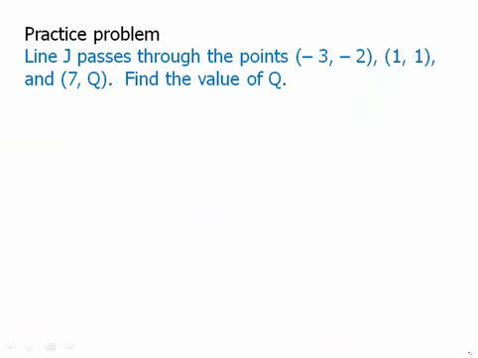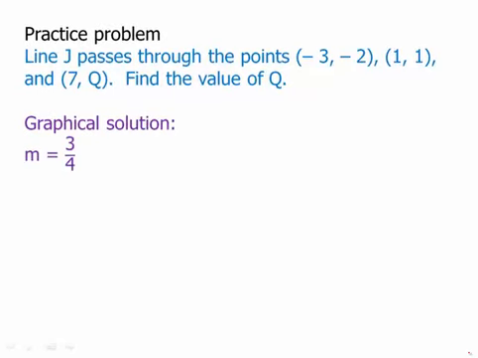But here's another way to think about it. We're going to use a graphical solution. So again, you have to find the slope. The slope is primary information about the line. If it's available to find the slope, always find the slope. It always helps you.